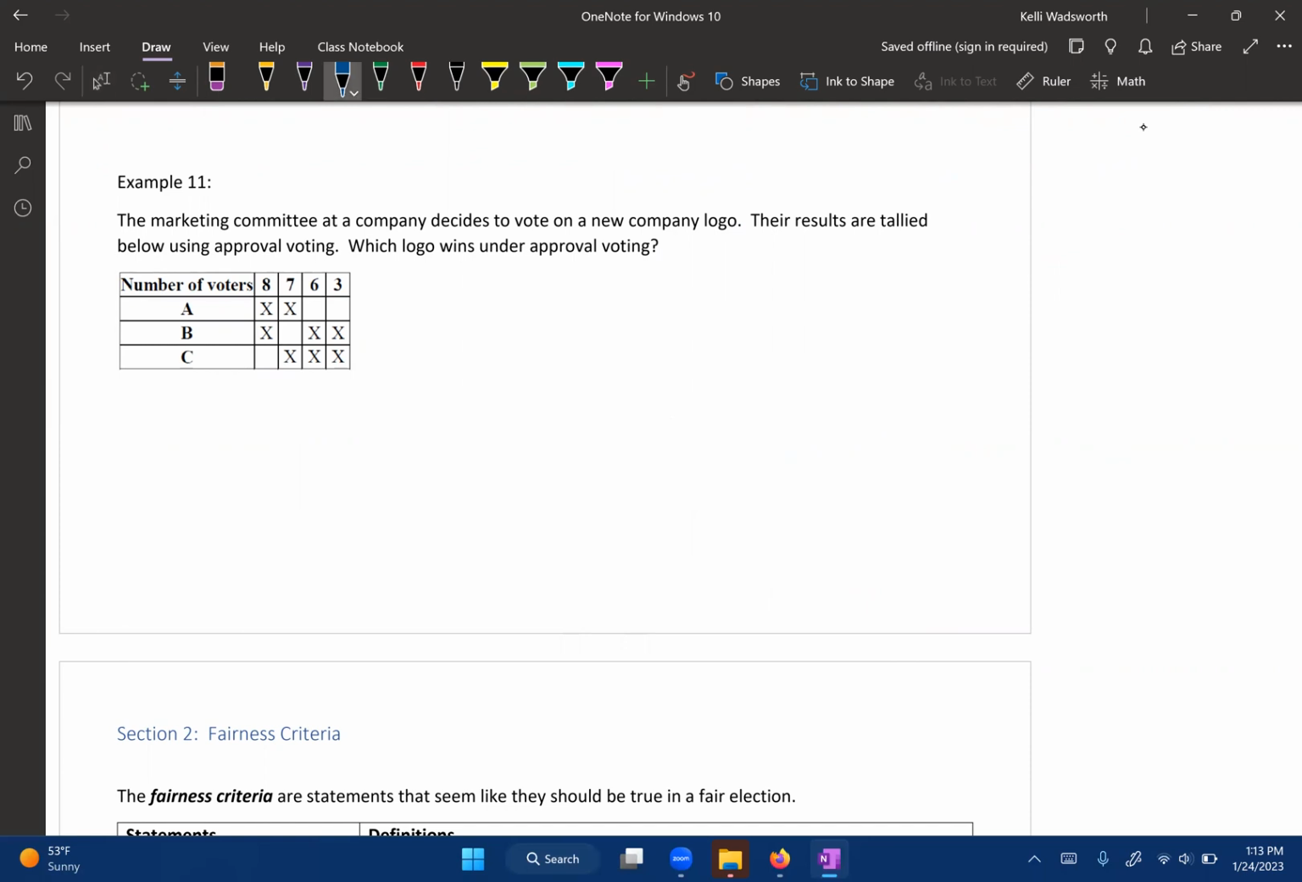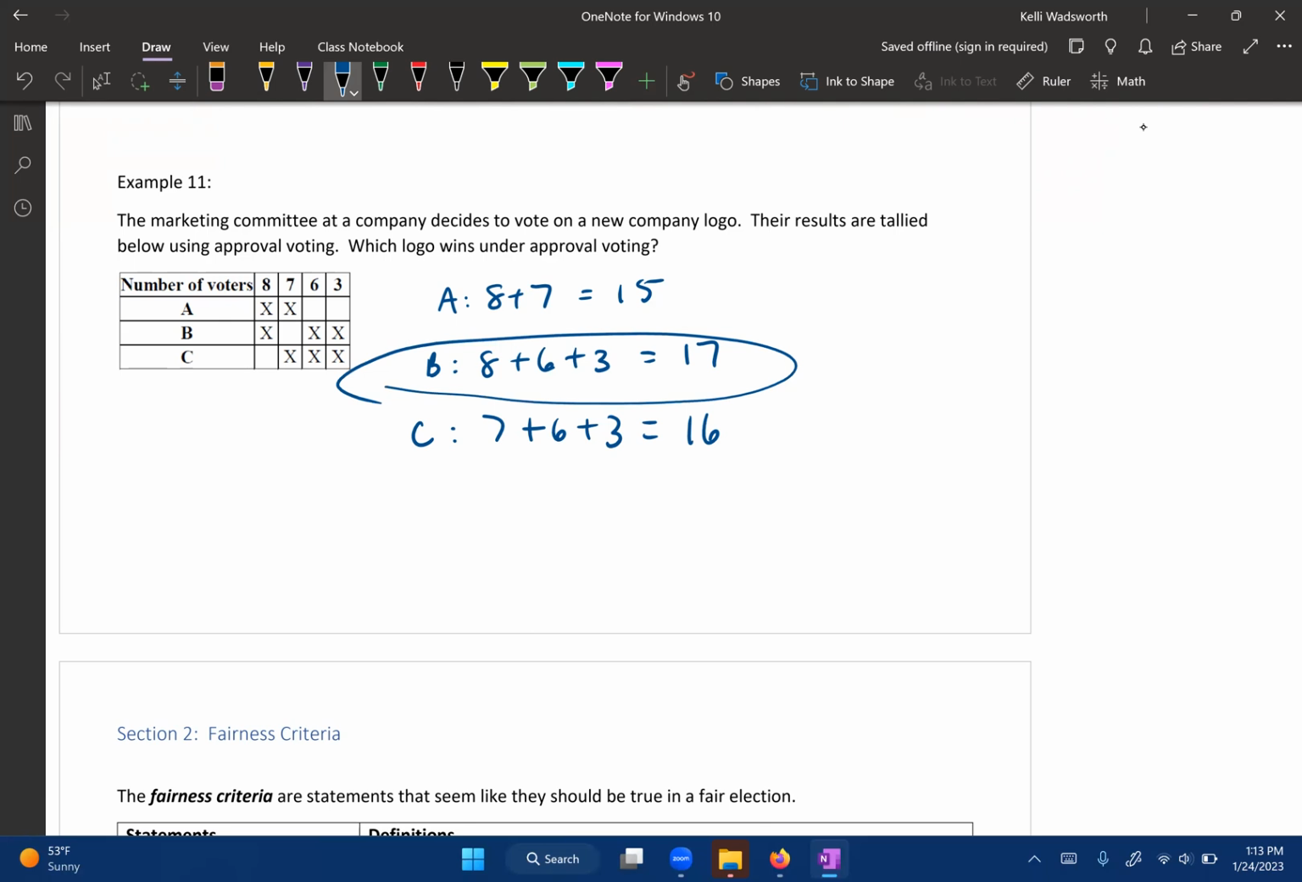Okay, so let's see. A gets 8 plus 7 approval votes. That's 15. B gets 8 plus 6 plus 3 approval votes. That is 9 plus 8, which is 17. And C gets 7 plus 6 plus 3 approval votes, which is 16. Okay, so it looks like B would be the winner here. Whatever logo is marked B would be the winner there. Okay, so those are examples of how to apply each of these methods.